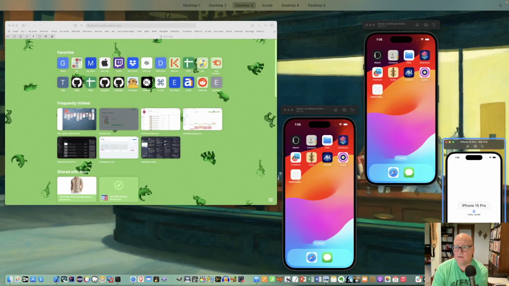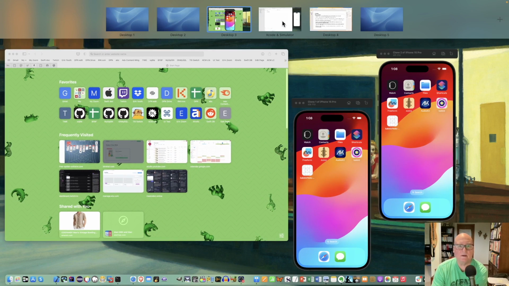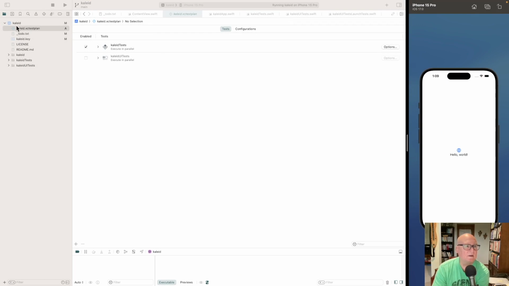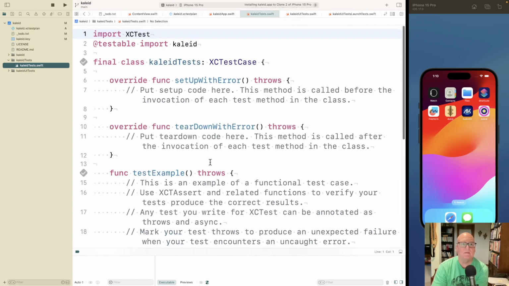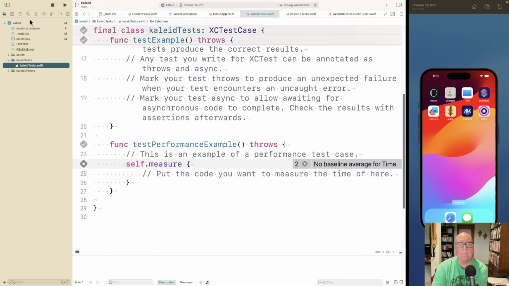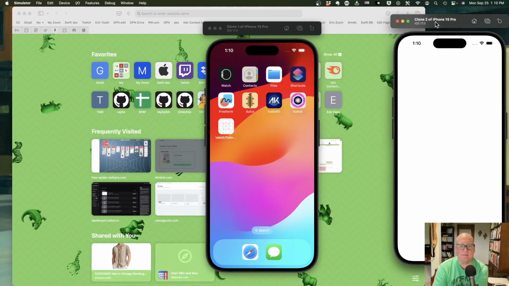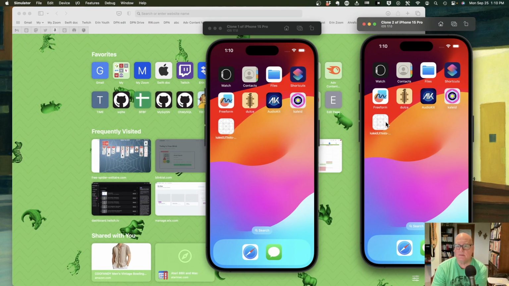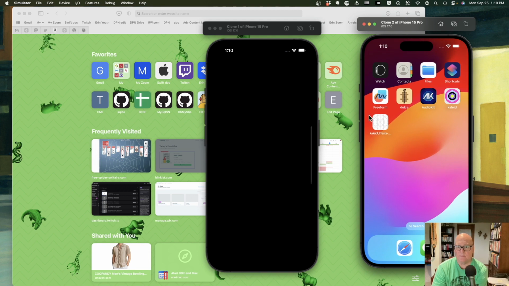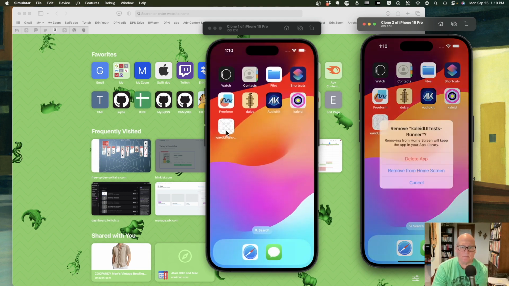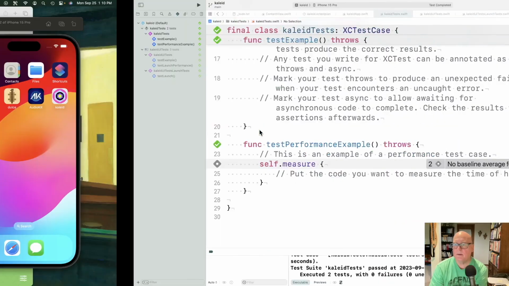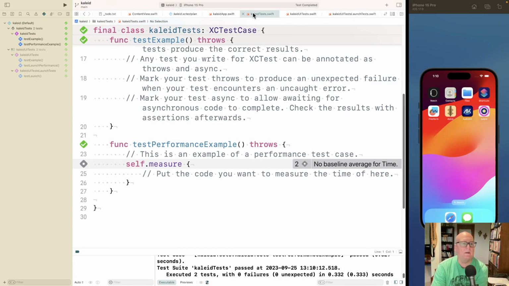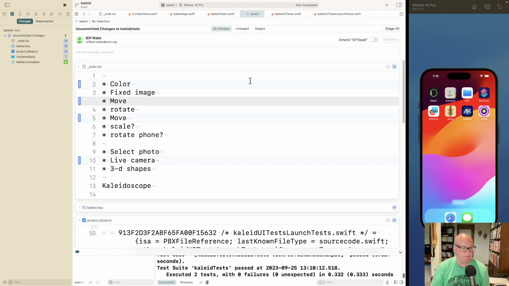And then let's move this in. Okay. Let's run the tests once. It's just empty nothing tests, whatever you get out of the box by default. I think that's happening over here. Well, there shouldn't be any Kaleid UI tests. Whoops. Okay. All right, so I guess that's okay.